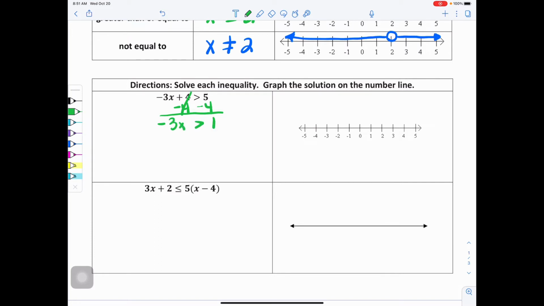So then we look to undo any multiplication or division. We have multiplication. Negative 3 and the x are written right next to each other. So the opposite would be to divide.